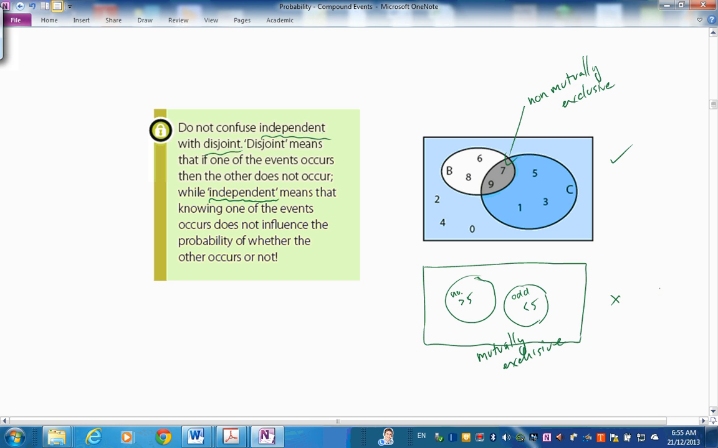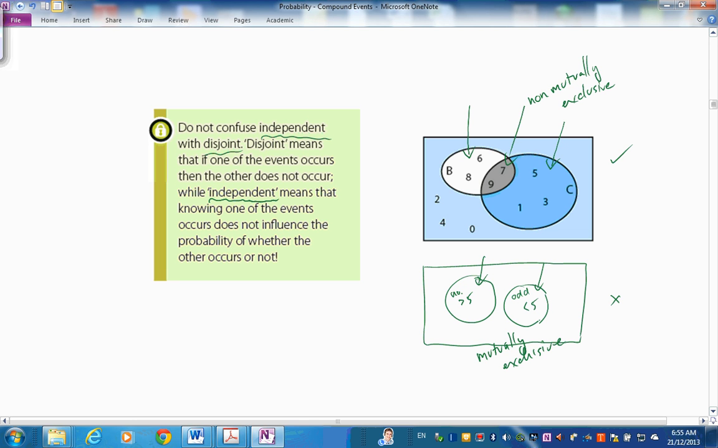Does the chance of being in B affect the chance of being in C in either of these scenarios? So we're going to go on and test that. Can we tell or work out whether the probability of one event affects the probability of the other? If they don't, then they're called independent events. So we want to unpack that.